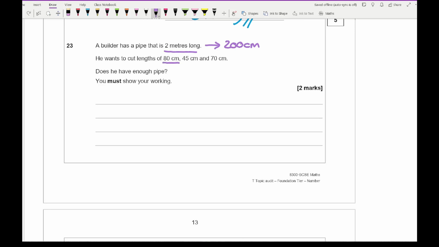So if I add these three amounts up, so I've got 80 plus 45 plus 70, which gives me an answer of 195 centimeters. Then if I compare that to 200 centimeters, well, yes, the builder will. So the answer then is yes.